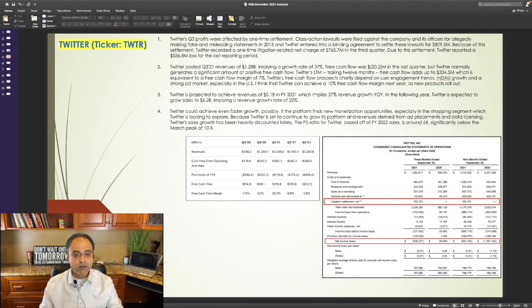Twitter could achieve even faster growth, possibly, if the platform finds new monetization opportunities, especially in the shopping segment, which Twitter is looking to explore.